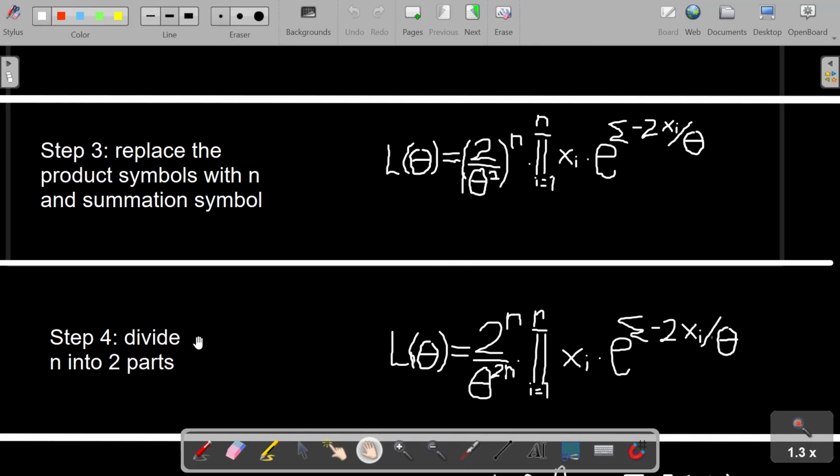Step 4, divide n into 2 parts. So here we have a parenthesis surrounding this number and we have 1 n. Now we have removed the parenthesis and we have set up 2 n's. Fairly easy to do.